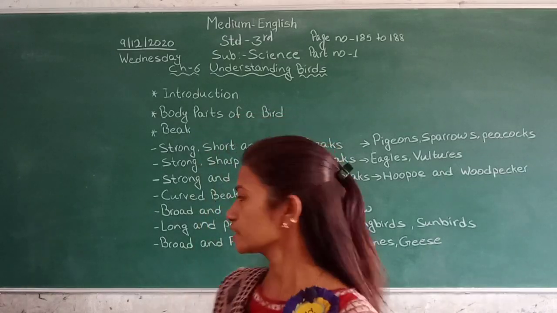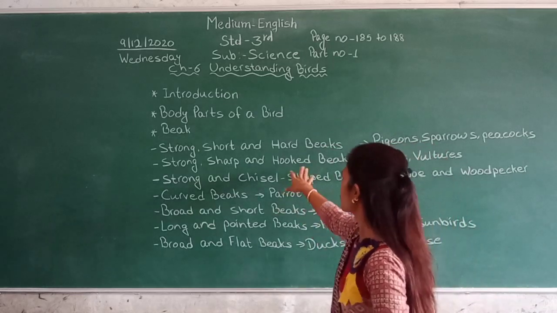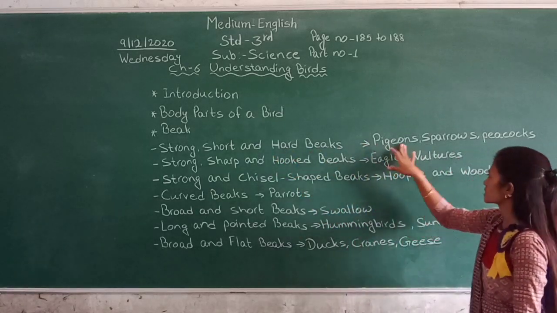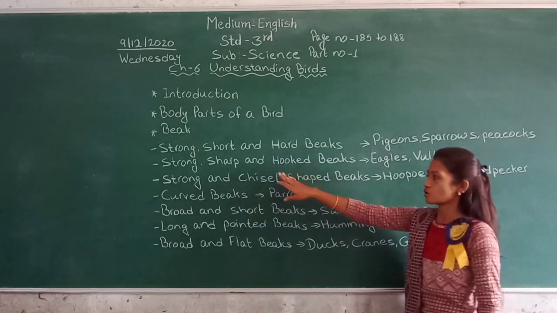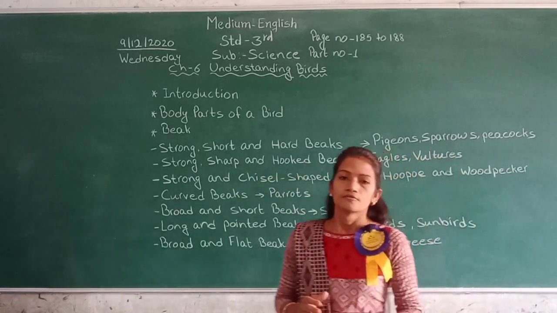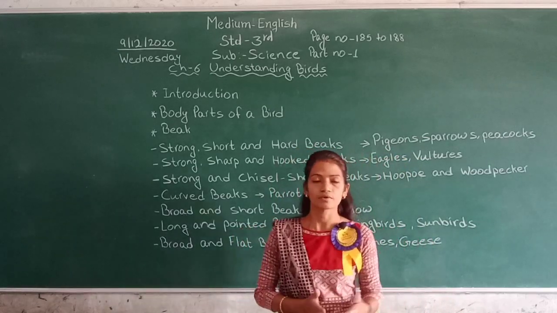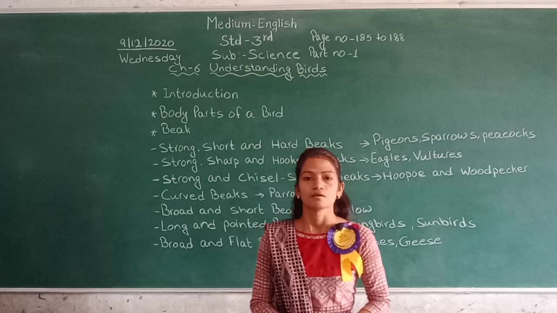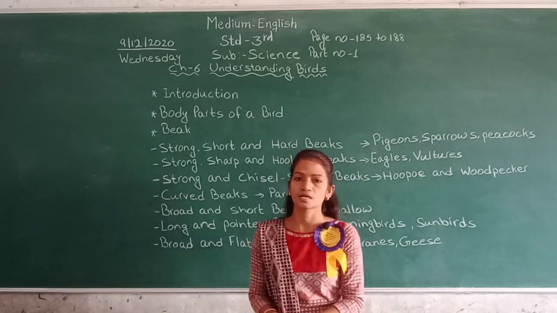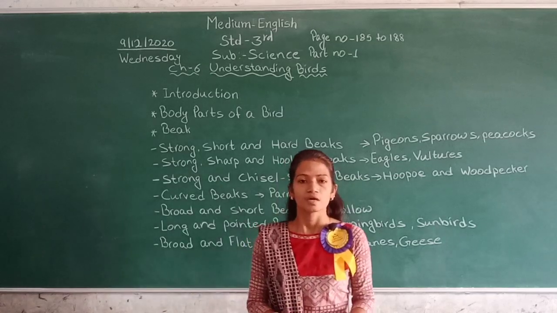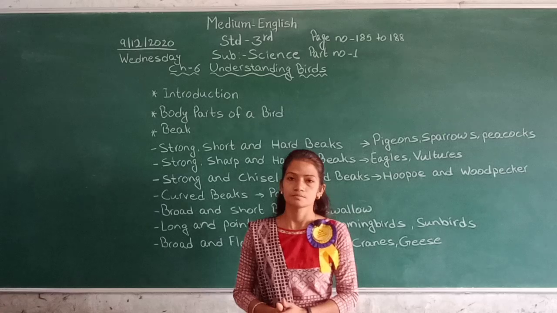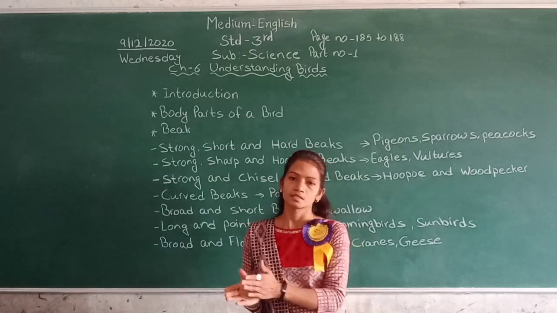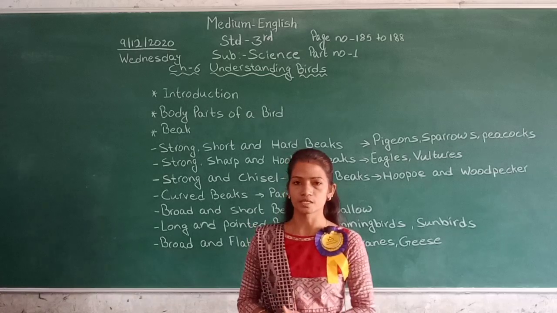Now students, next one: strong, sharp and hooked beaks. Flesh-eating birds like eagles and vultures have these types of beaks. That's why they have strong, sharp and hooked beaks. Their beaks help them to catch and kill the prey and tear its body into small pieces.